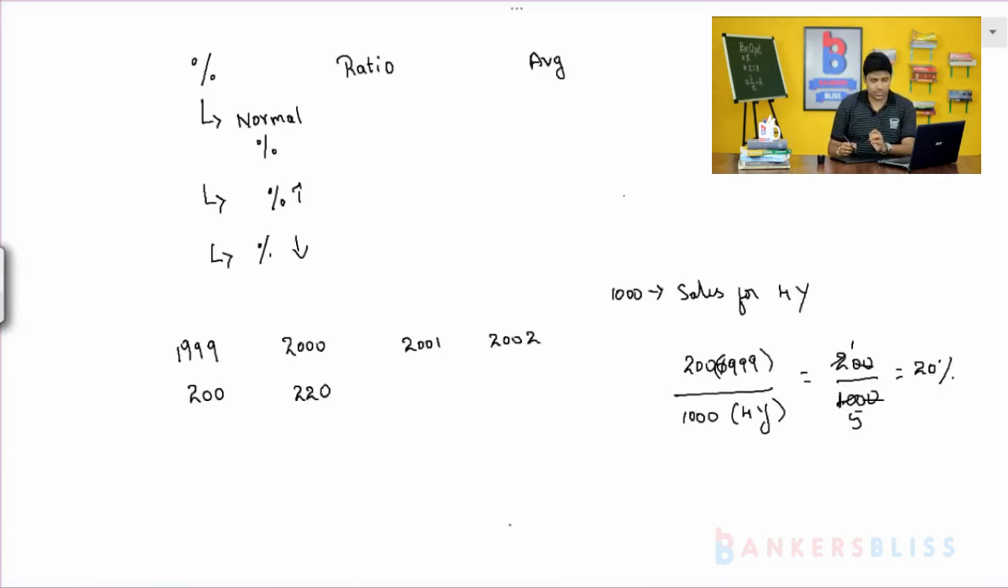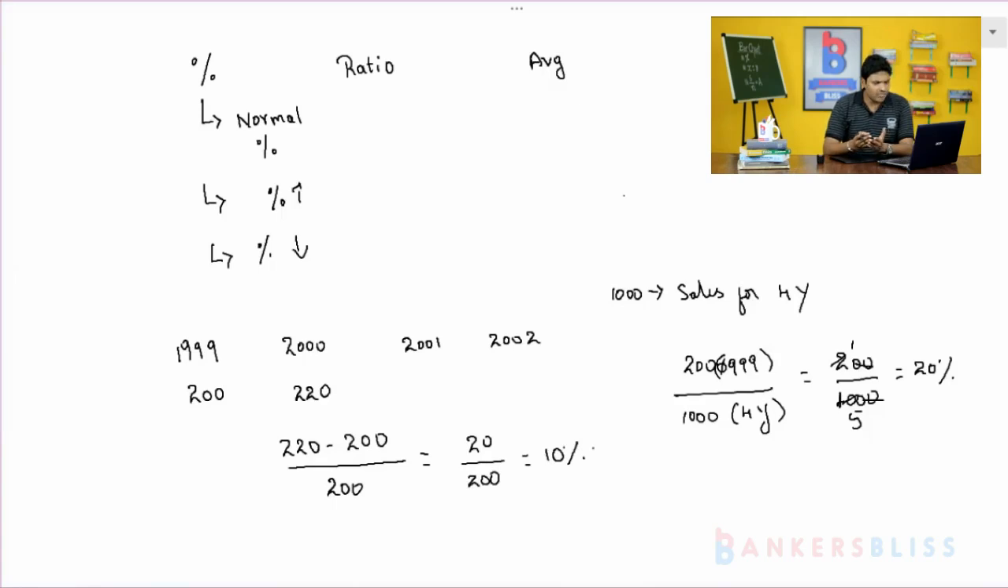Next question they may ask: from 1999 to 2000, if you compare, by what percentage has it increased? So the increase is 220 minus 200. With respect to 1999 you have to calculate, that is 200. So the 2000 data they are comparing with the 1999 data. How much has it increased? 20. So 20 divided by 200, which is equal to 10%. Next, percentage increase we have discussed.